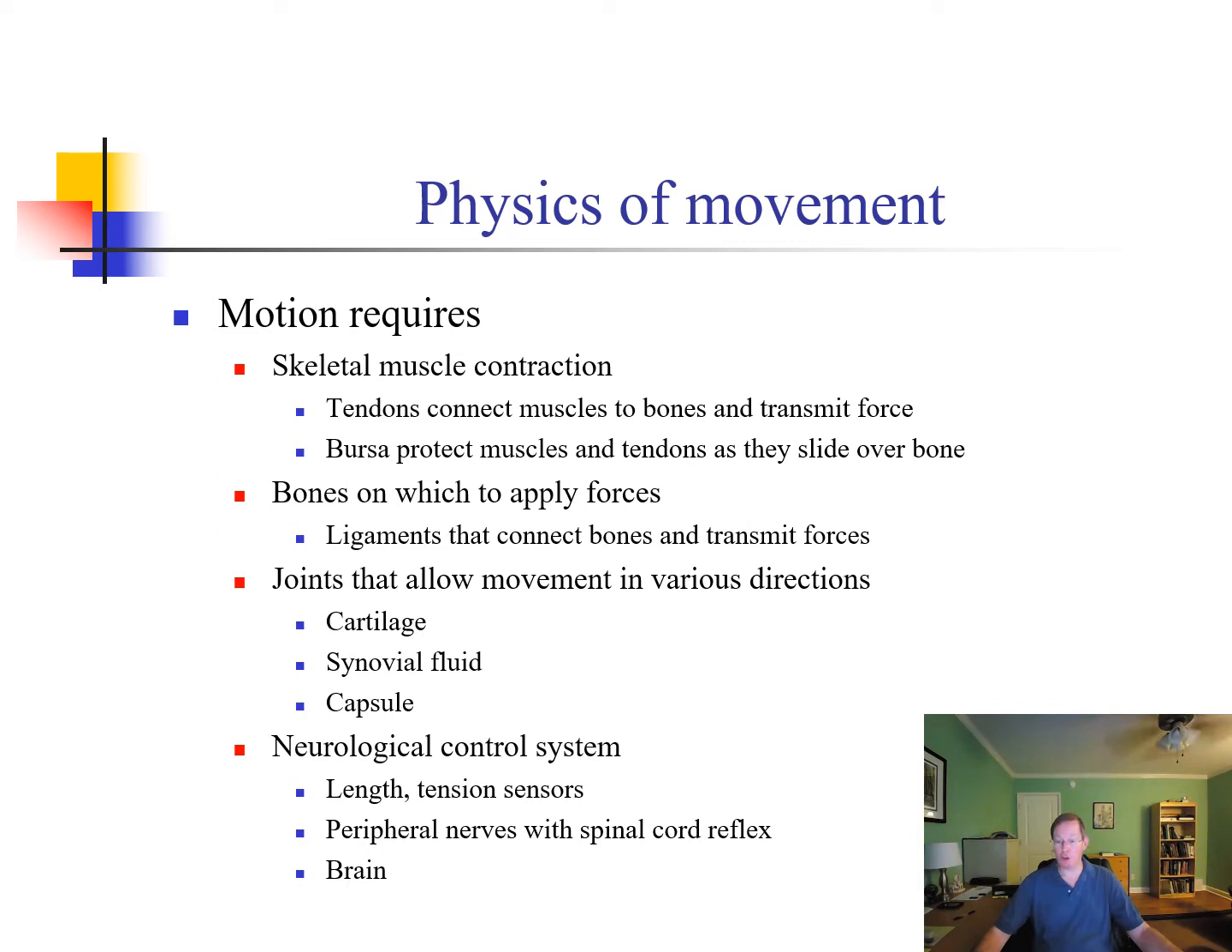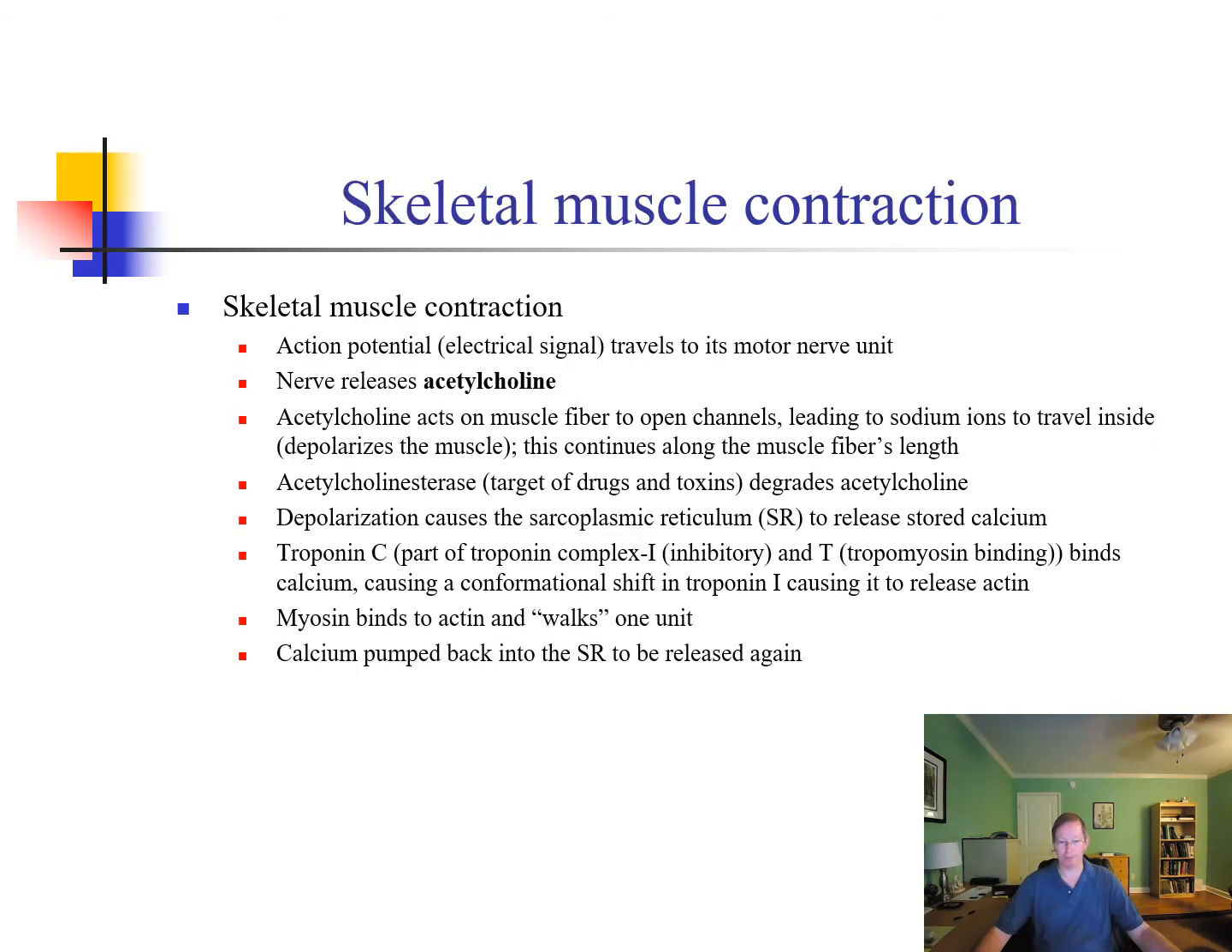I need to have control of this system, and I'm going to have control of the system from my neurologic system, and so I need to have my peripheral nerves that are going to do the control. I've got to have control within the reflex arc of the spinal cord as well as from the brain, and I need to have sensors to be able to detect where my muscles are and to have a fail-safe in case I try to rip those muscles.